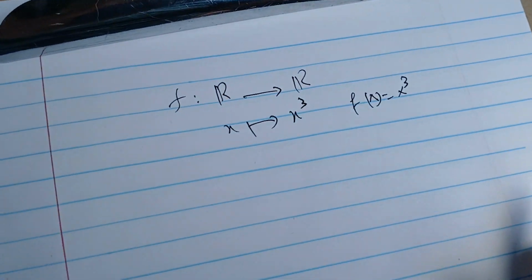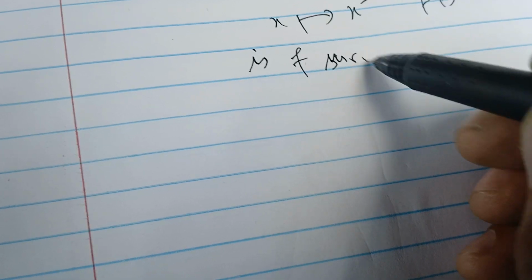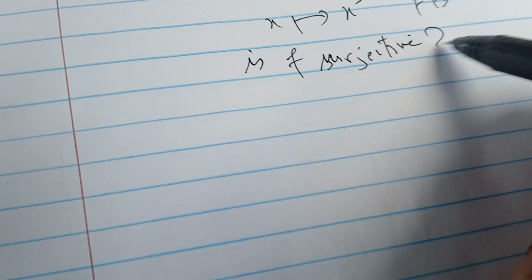Now we're going to try to solve the following problem. Given a function f defined from R onto R, such that for every x we have x cubed. Basically our function is f of x equals x cubed. The question we are going to answer is: is f surjective? This is the question that we need to answer.